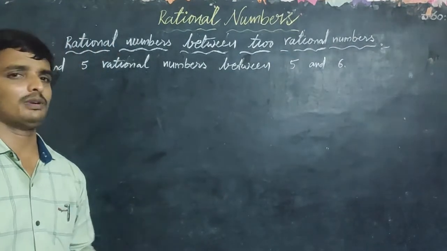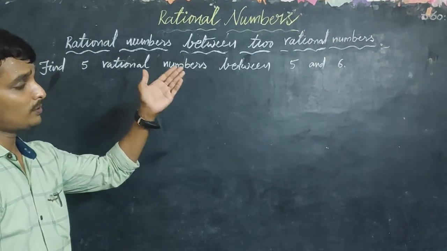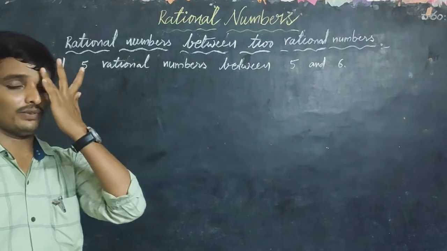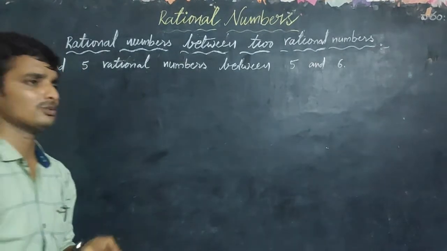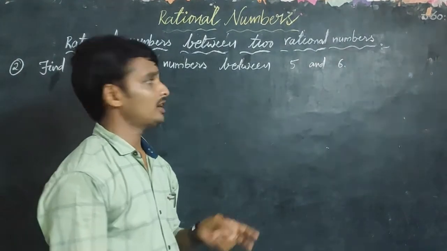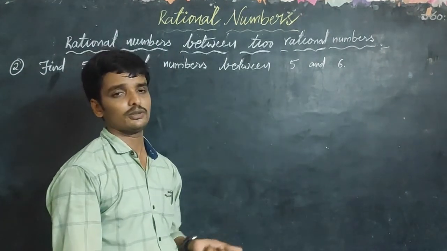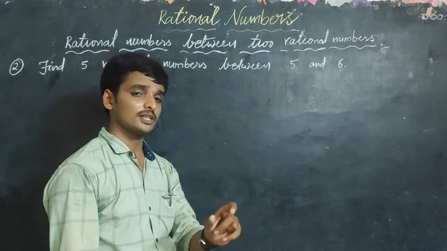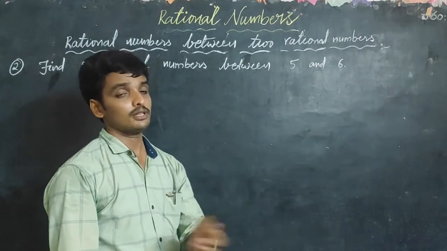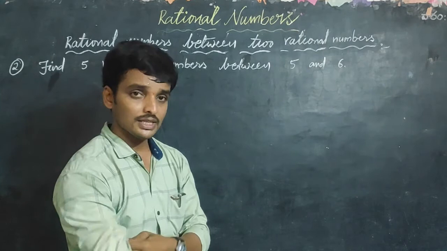So there are so many methods. Why? Because there are so many rational numbers between 5 and 6, and to find any 5 of them there are different methods. The first method, the mean method, we have already discussed, and the second method is also there. Now I am starting from the second method.